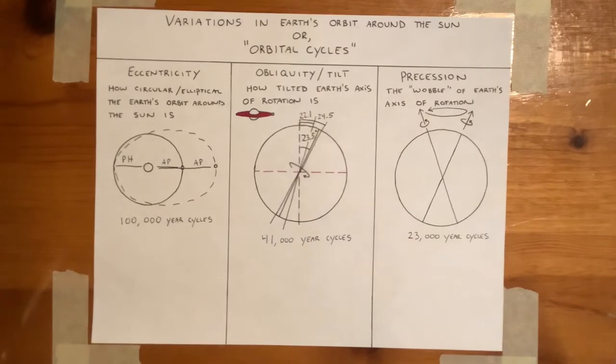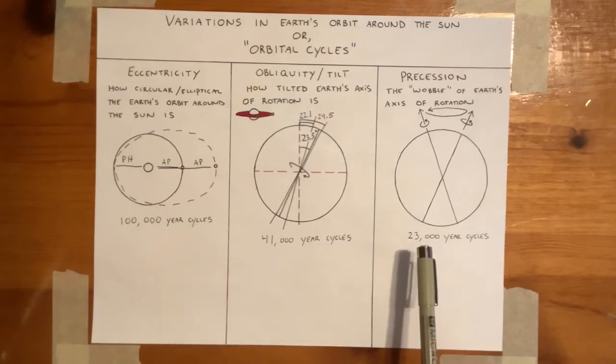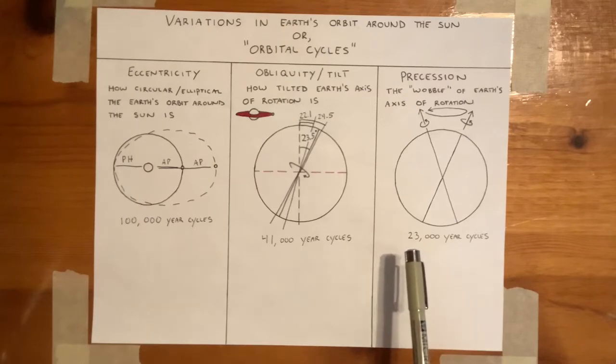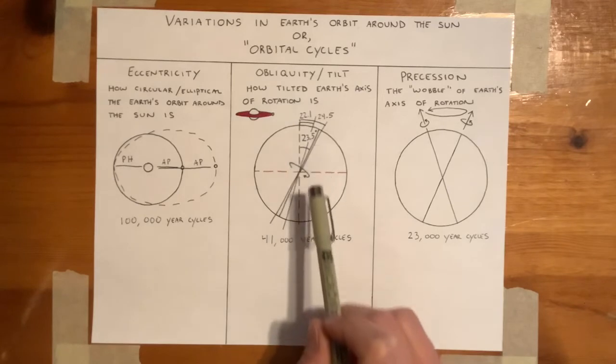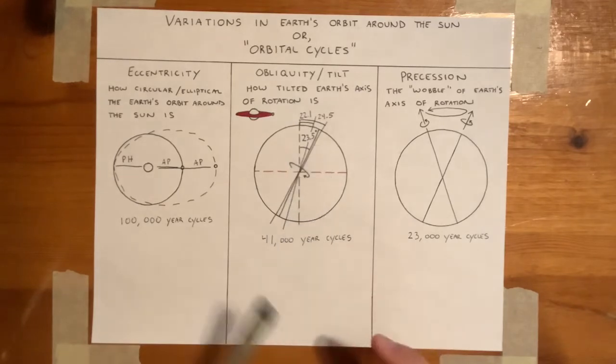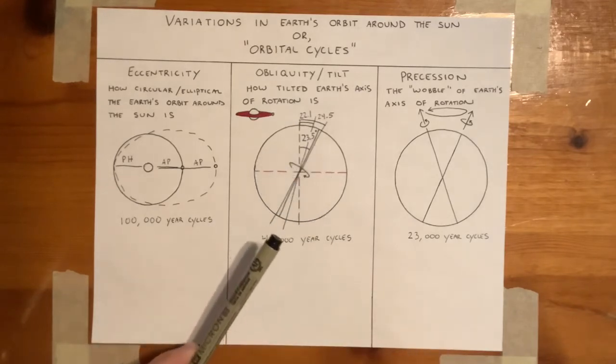So how do each of these orbital parameters affect the growth or shrinking of ice? Remember that ice can only accumulate when the mean annual temperature at the poles is low. And so each one of these different orbital parameters affects the mean annual temperature of the Earth, especially at the poles. For example, the obliquity of Earth's rotation, right? So how tilted its axis is.